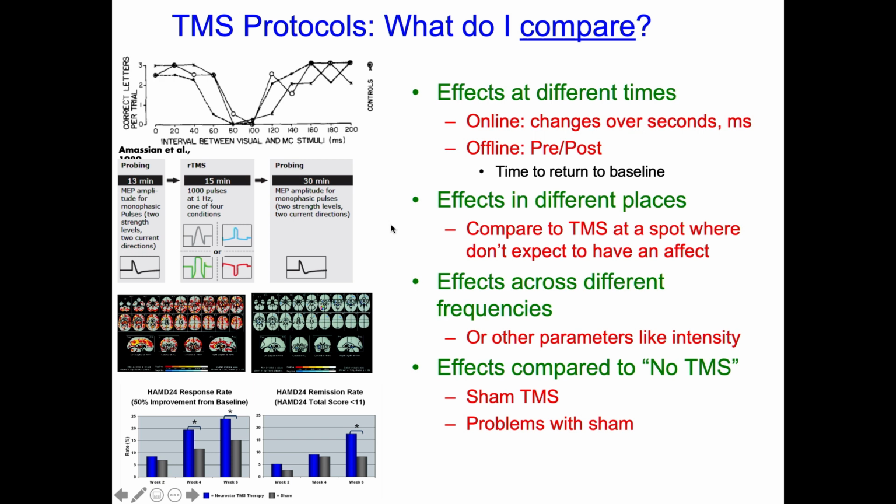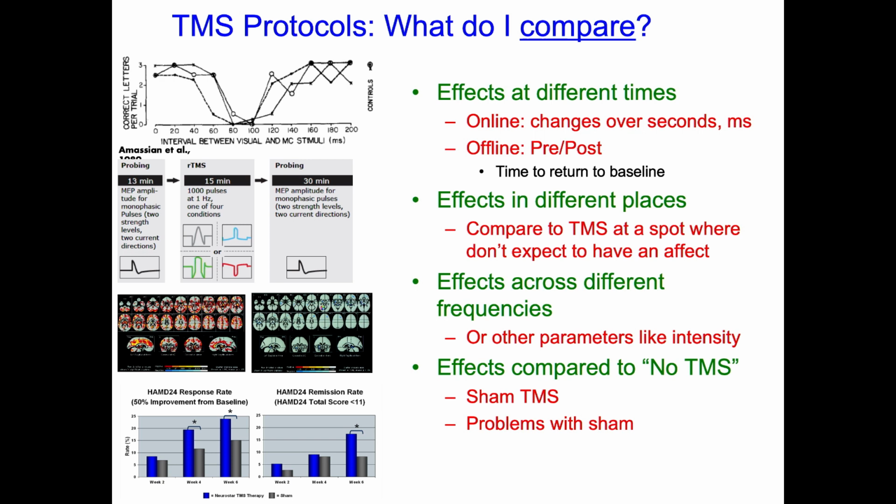I can also stimulate in different places. So if I expect to have an effect on, say, a visual task by stimulating the occipital area, I might stimulate the vertex of the head where there is no visual area. And there presumably should be no effect on the visual task that I'm doing. So I can compare across different sites. That can have a problem because it's kind of hard always to find a place in the brain that isn't somehow involved with your various tasks and behaviors. But those are two different ways to control.